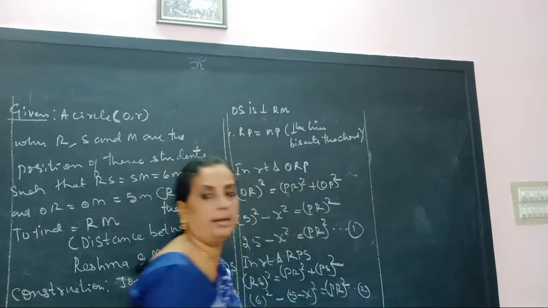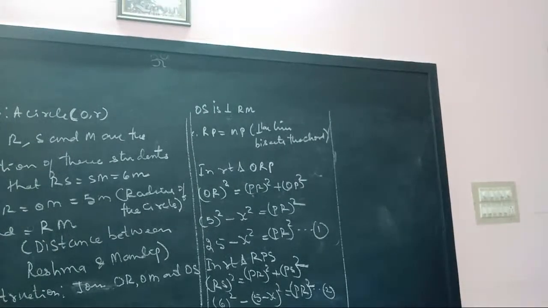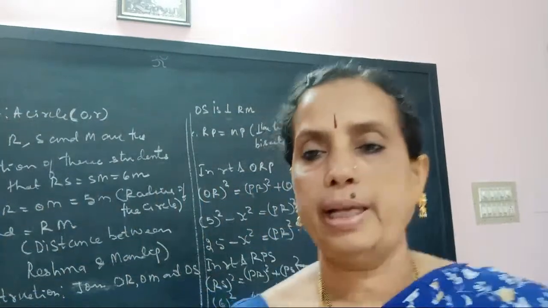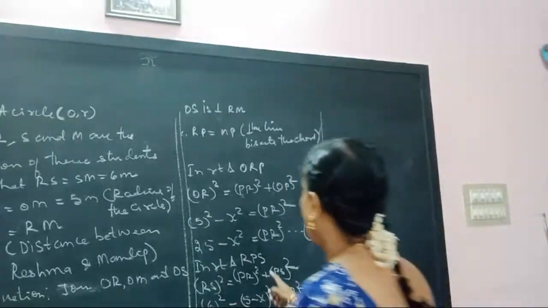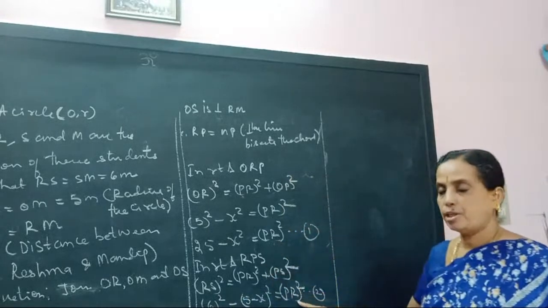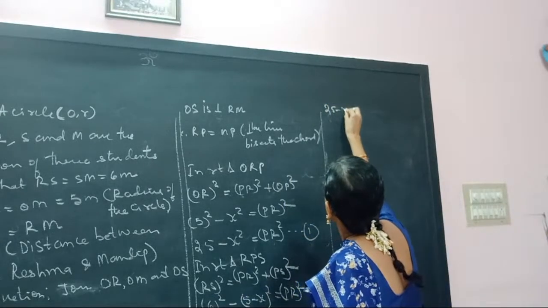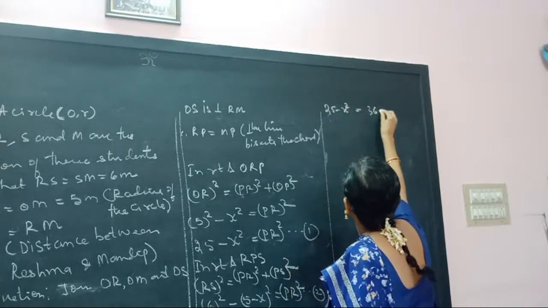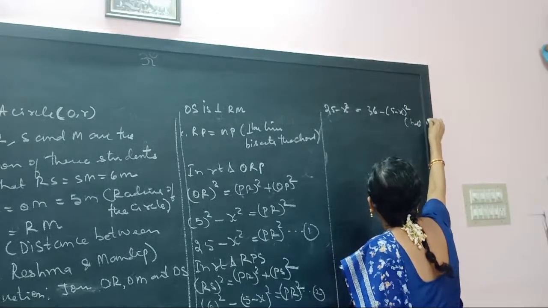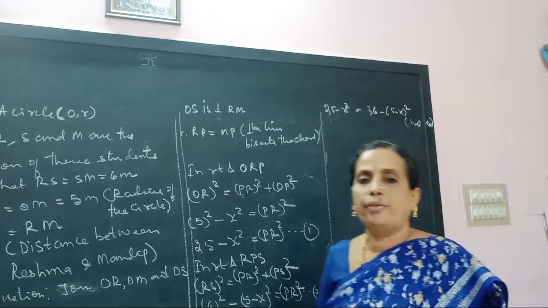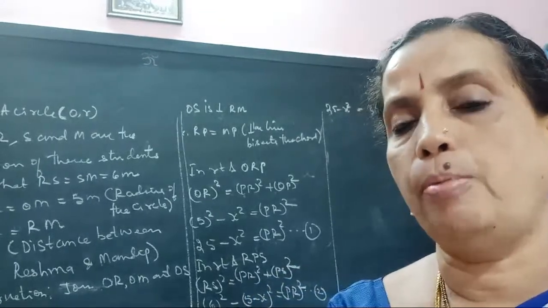So in result 1 and result 2, what are we observing, what is common here? The RHS are equal, right? See equation 1 and equation 2: in equation 1 also PR square, in equation 2 also PR square. So from 1 and 2 we get 25 minus x square equals 36 minus (5 minus x) whole square. Are you all seeing the board properly? Yes.